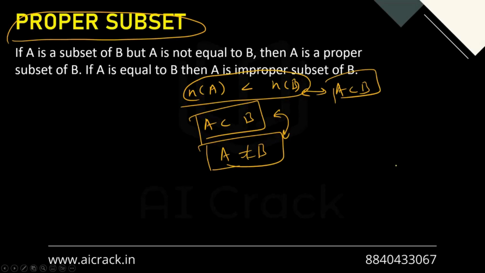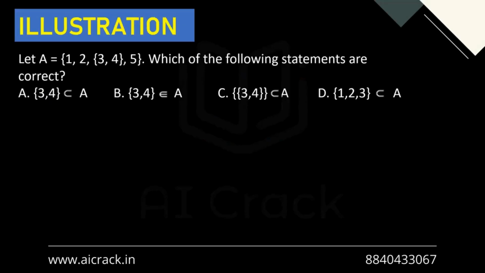Now the other case is improper subset, and that includes this particular case as well, where A equals B. A can be equal to B. So that is just one additional case other than all the cases included in the proper subset. Right? Now let's solve this particular question.